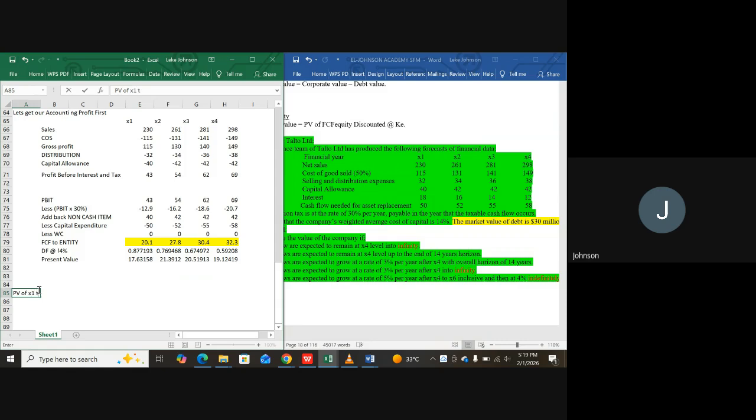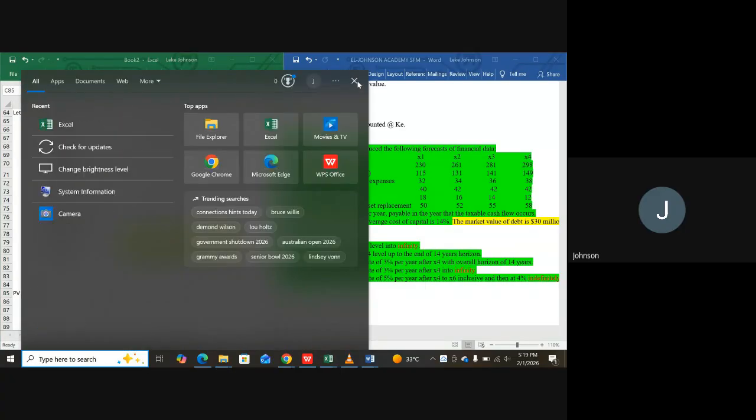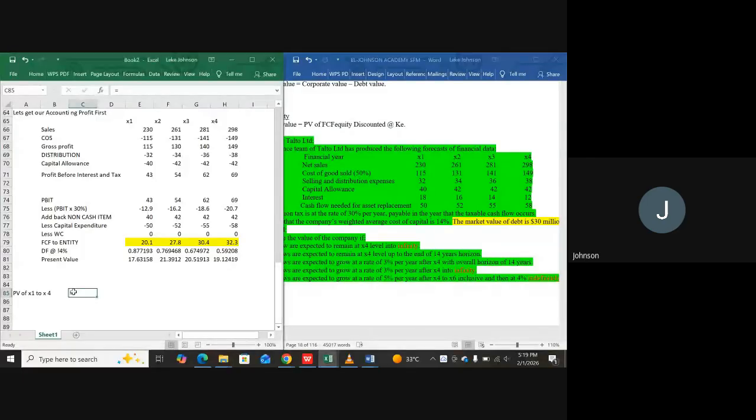x1 to x4 equal to, we now say alt. Alt did not work. Oh. Sorry. So I'm not supposed to press equal to if I'm doing alt. Okay. So let me click alt equals. Okay, we now come over here, we now drag it like this. Enter. So this is how we're able to get present value of 1 to 4.